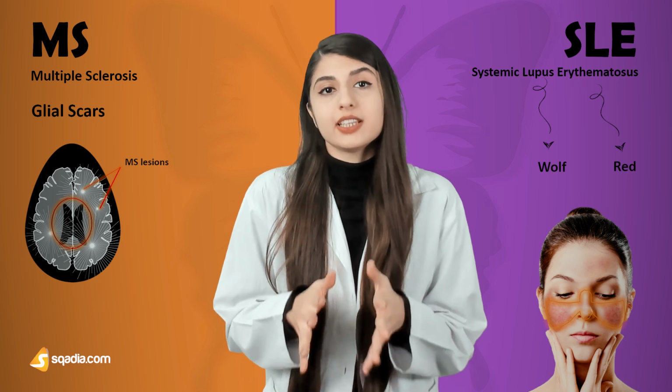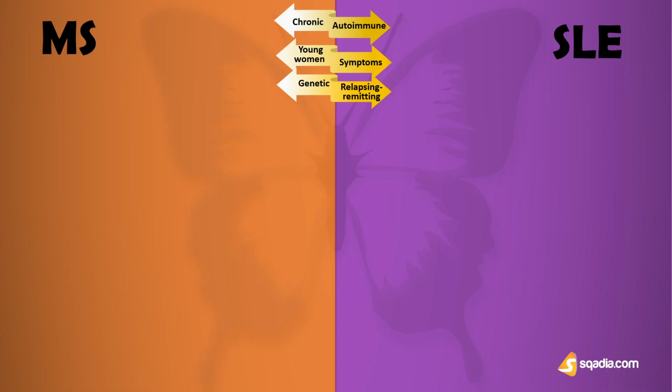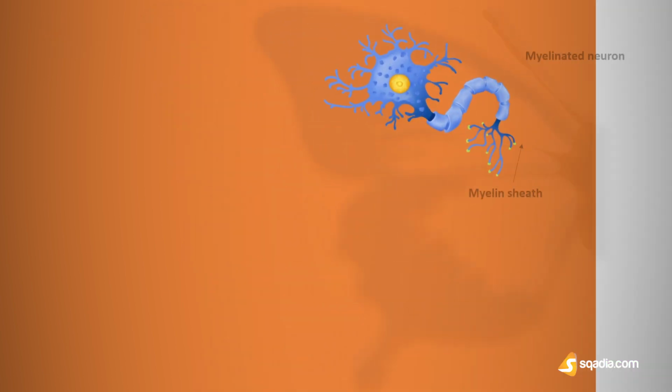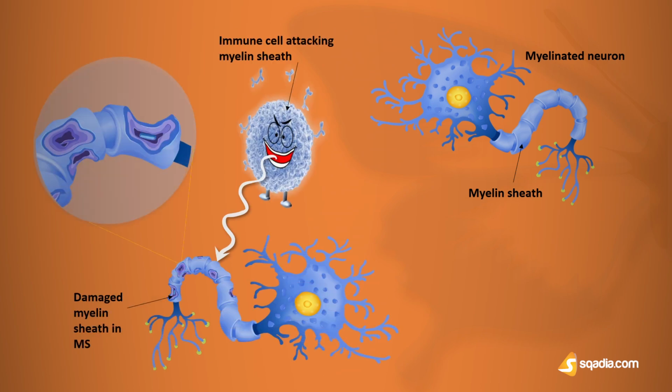Well, first of all, let us look at the disease mechanism of both of these. In MS, you can link the MS with myelin sheath. Our immune system basically attacks the myelin sheath of neurons. Now, this is the protective layer around the nerve fibers, and it is responsible for the smooth flow of the nerve impulses between our body and the brain.